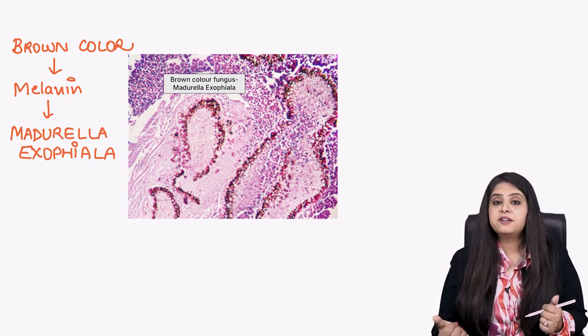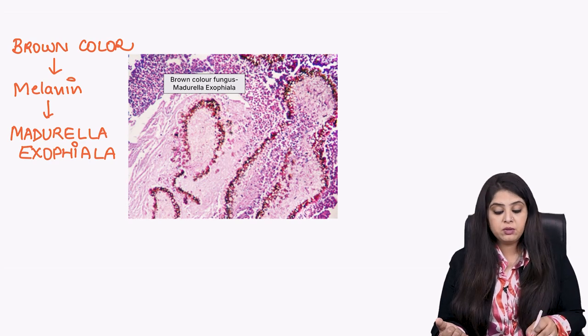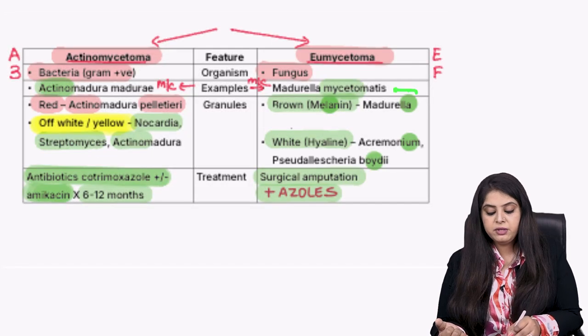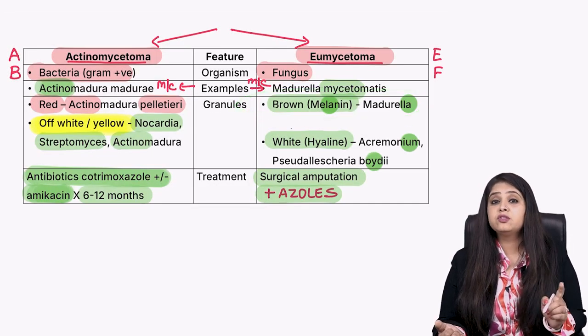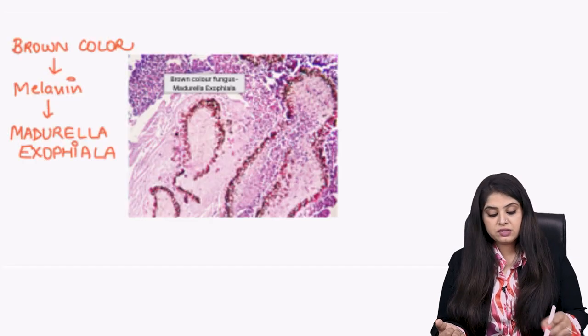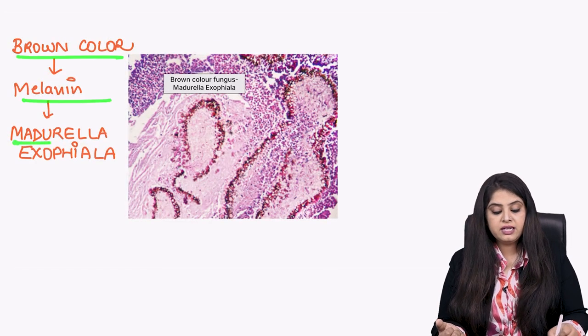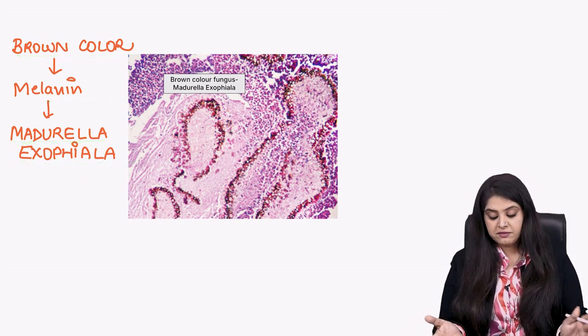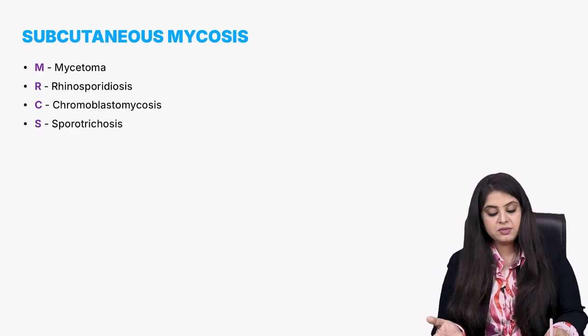I can't see the fungus over here very well because this is a pathology slide, a biopsy that has been done, but what I can very well see is a brown color. I told you brown color will be to do with melanin, and melanin is produced by the fungus Madurella. So most likely because of this brown color and melanin, I thought of Madurella mycetomatis as the organism causing it. Finally, moving forward, we are done with M, that is mycetoma.